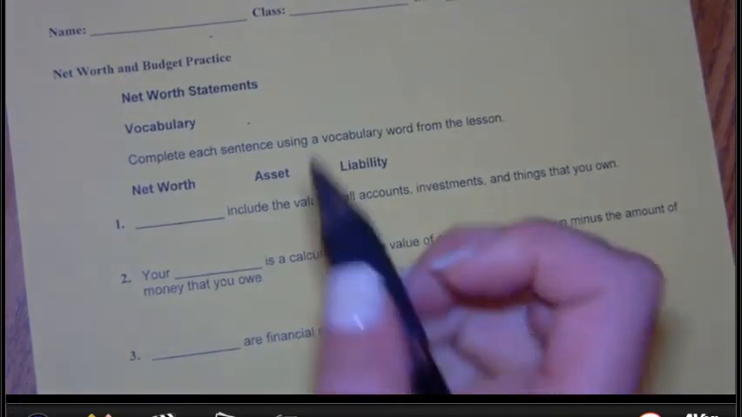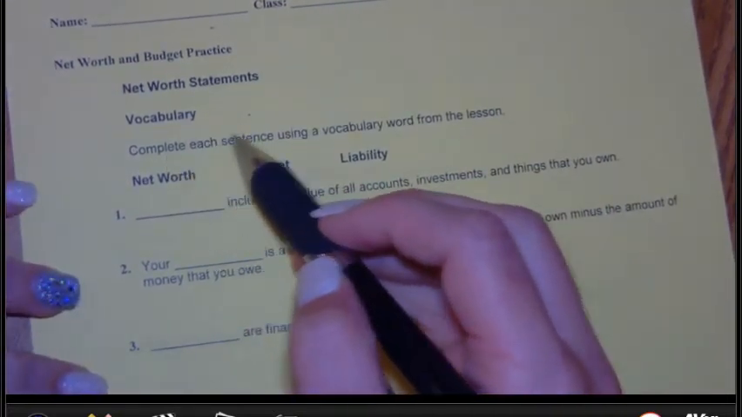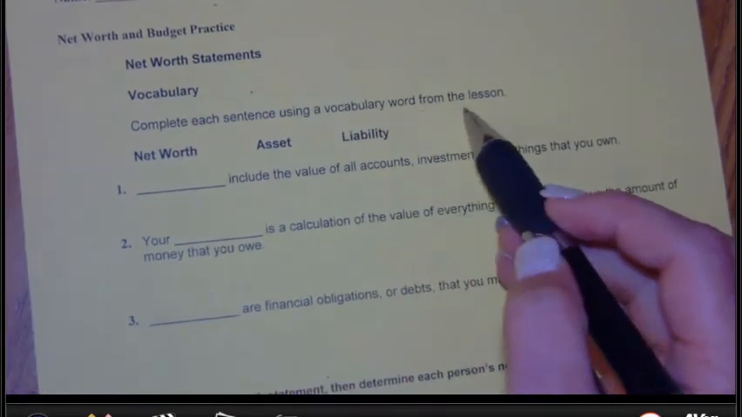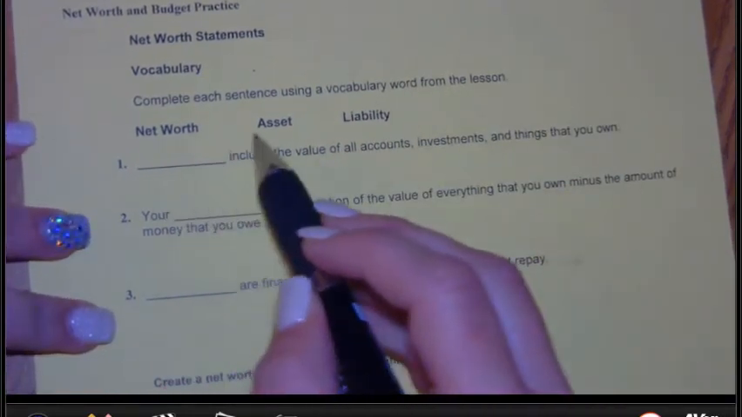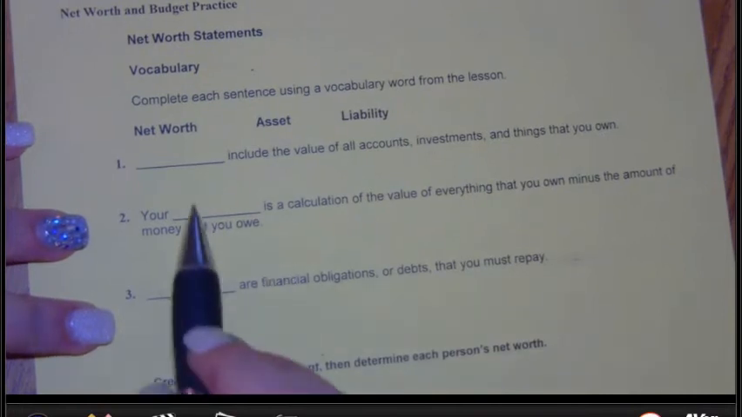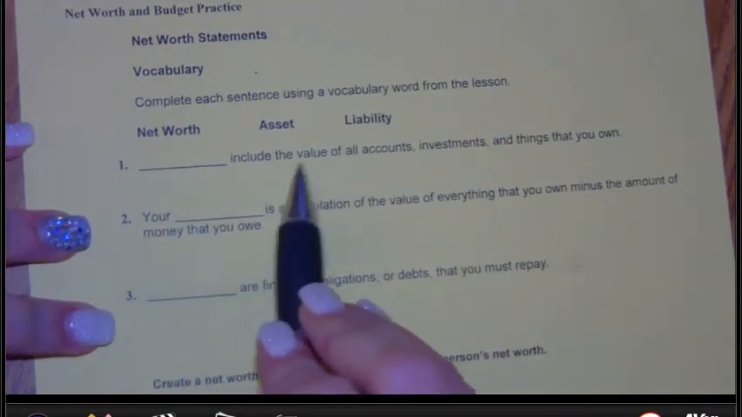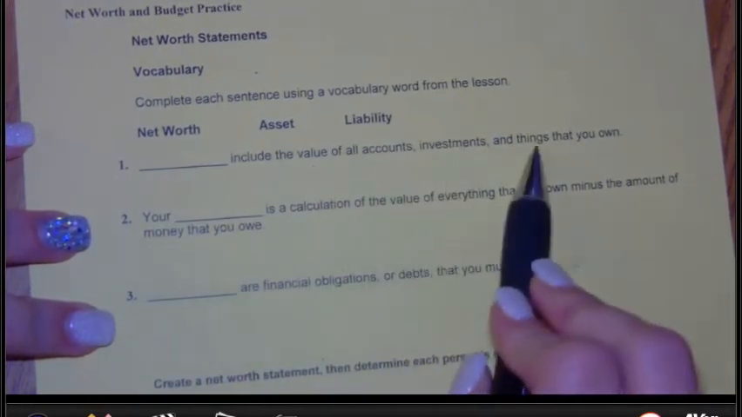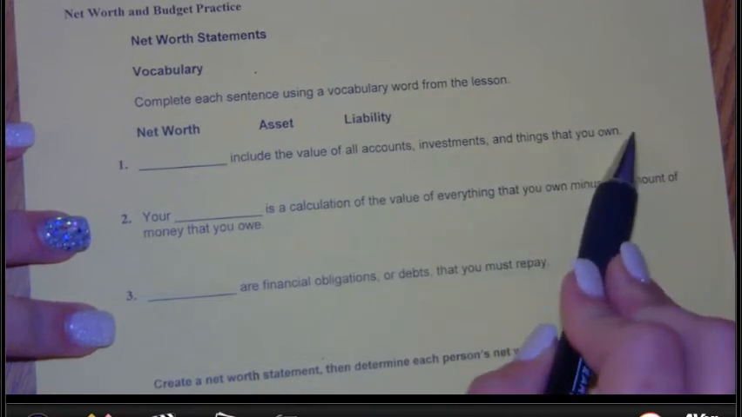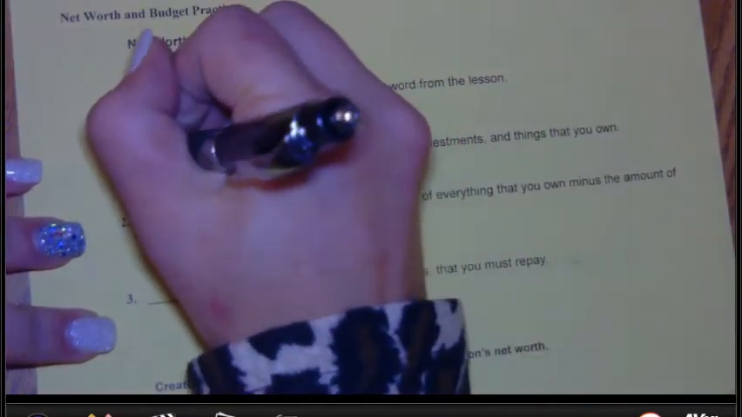All right, so net worth statements, vocabulary. So complete each sentence using a vocabulary word from the lesson. So I have net worth, assets, and liability. So this word includes the value of all accounts, investments, and things that you own. Okay, that is called an asset.